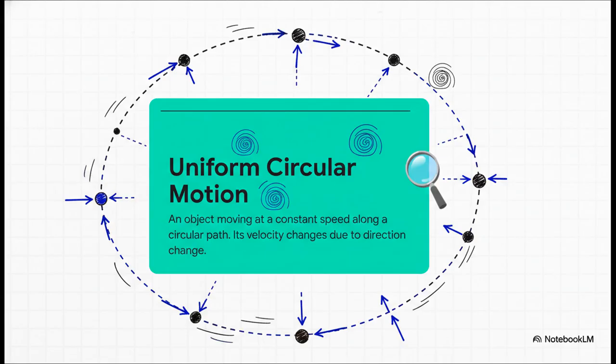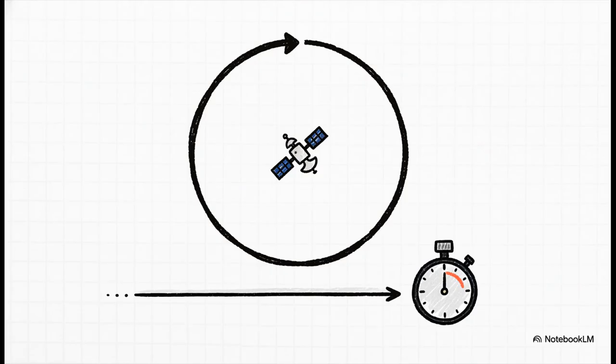In what we call uniform circular motion, an object's speed can be totally constant, but its velocity is changing every single second. Why? Because velocity isn't just about how fast, it's also about which way. And on a circle, your direction is always changing. So for this special case, we need a different kind of formula, and it's actually pretty intuitive.